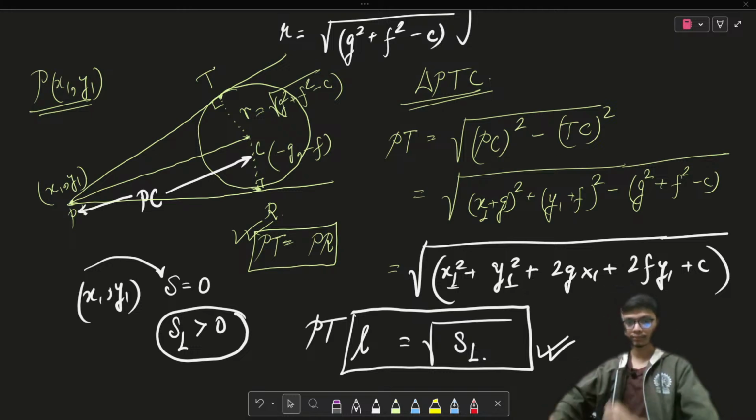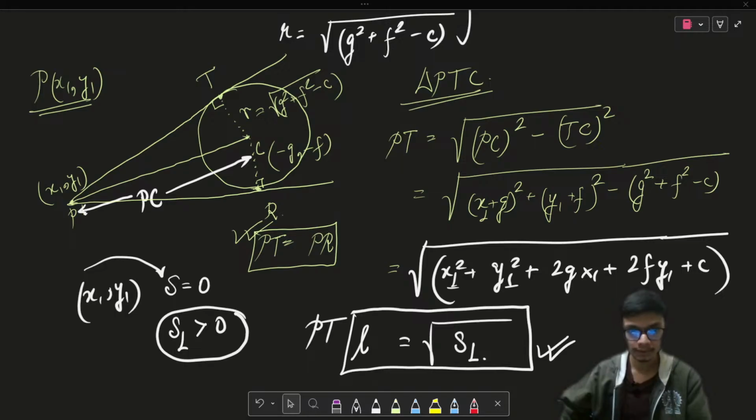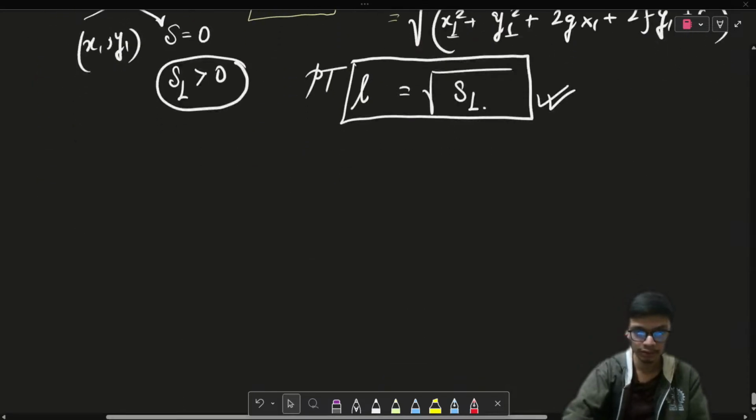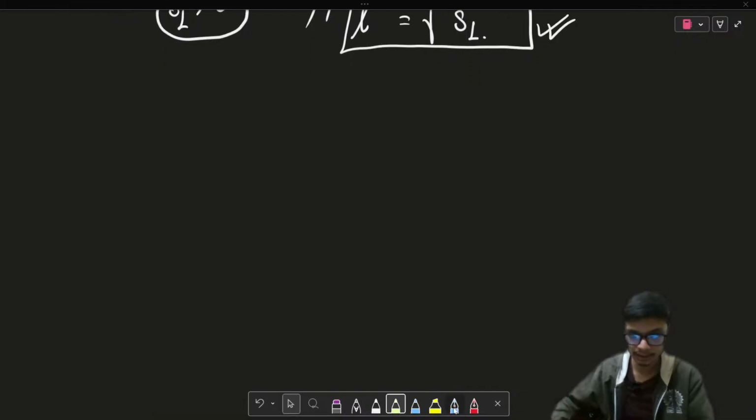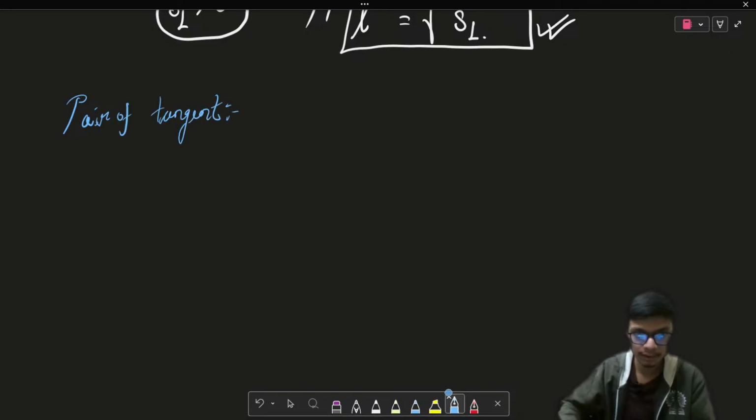Okay, is this clear? All right, so let us now progress towards understanding the equation of the pair of tangents, right? So let us discuss the pair of tangents.